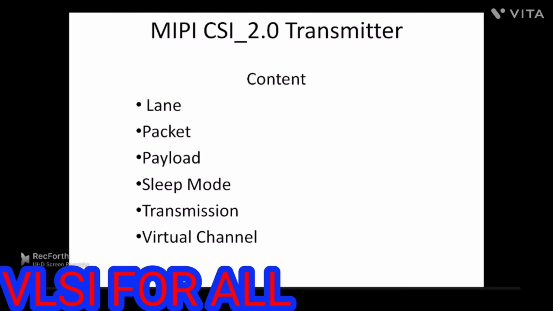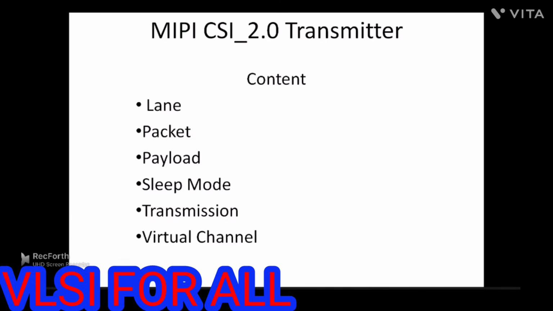So MIPI generally is a high-speed protocol. Anyone may ask me why we do not use SPI, because SPI is also high speed. But the reason here is that it's a newer protocol, and the speed is more than SPI. So MIPI consists of 5 main components. That is lane, packet, payload, sleep mode transmission, and the virtual channel.